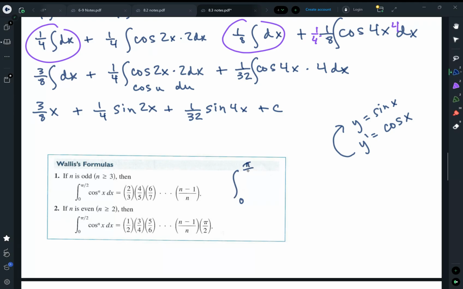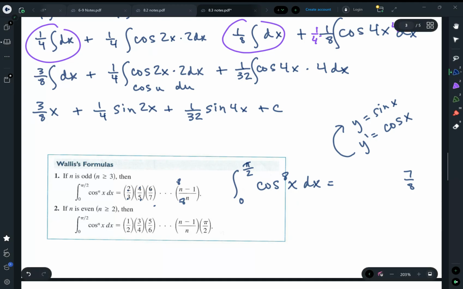So if I'm integrating from 0 to pi over 2, say I have cosine to the 8th power, cosine x to the 8th power dx, then I'm going to keep multiplying fractions until I get up to 8 minus 1 over 8. So 8 minus 1 over 8 would be 7/8. You can see there's a pattern, right? 2, 3, 4, 5, 6, 7. So you keep going until, oh shoot, this is the odd pattern. So this one wouldn't work for that one.